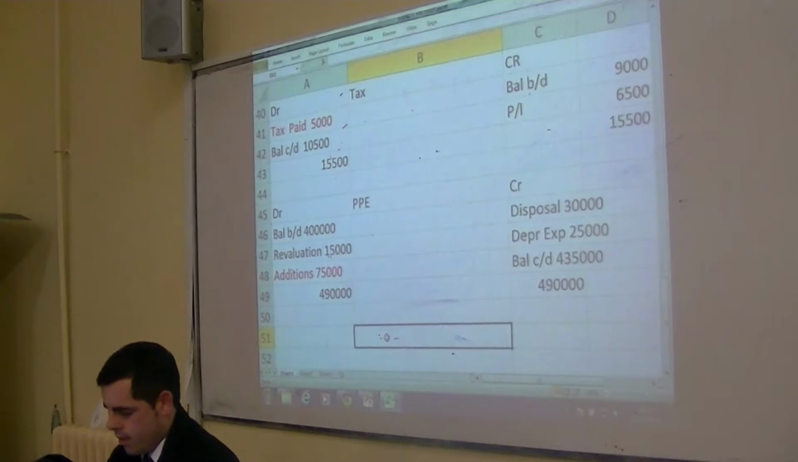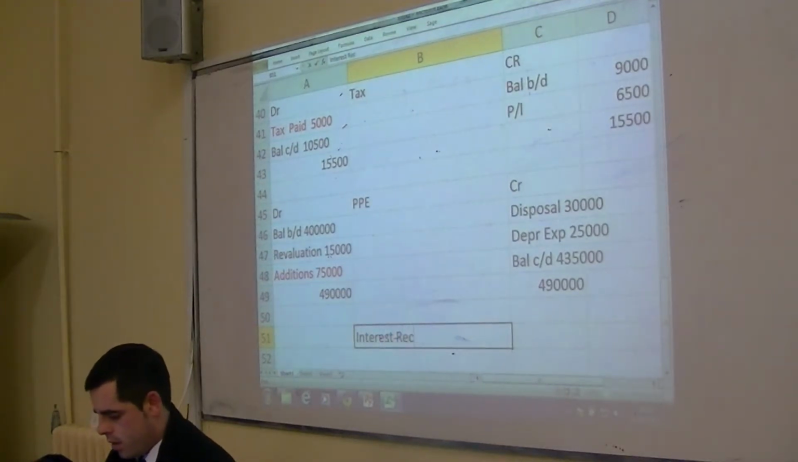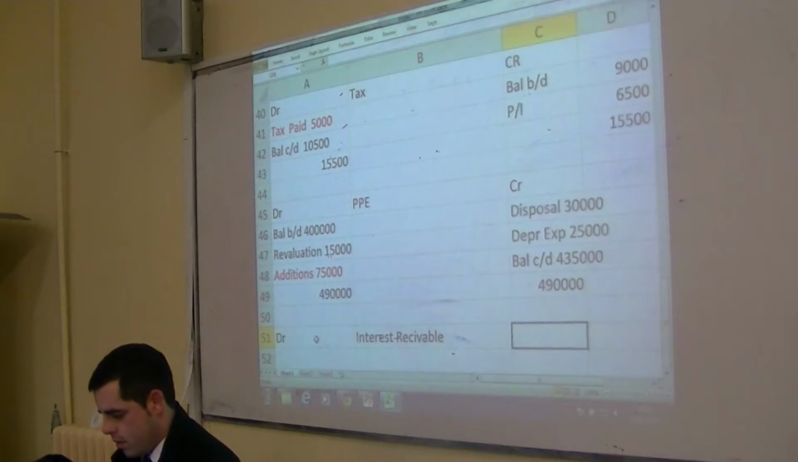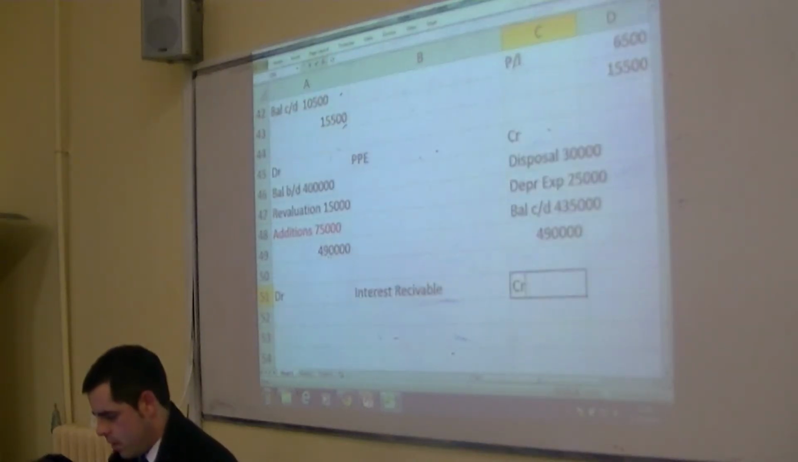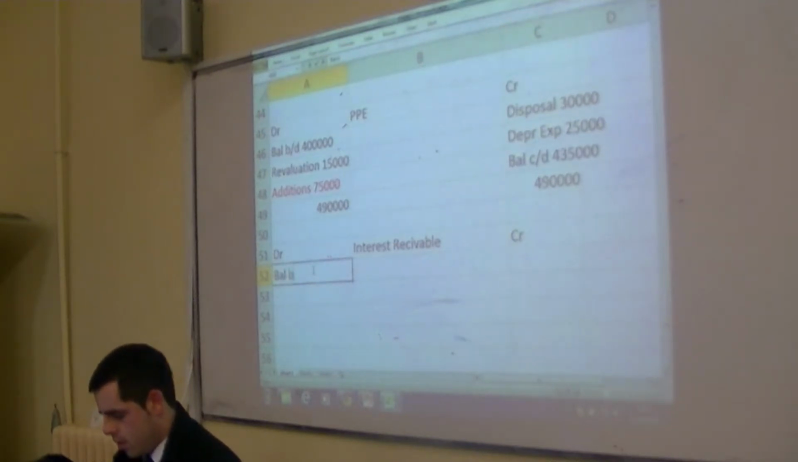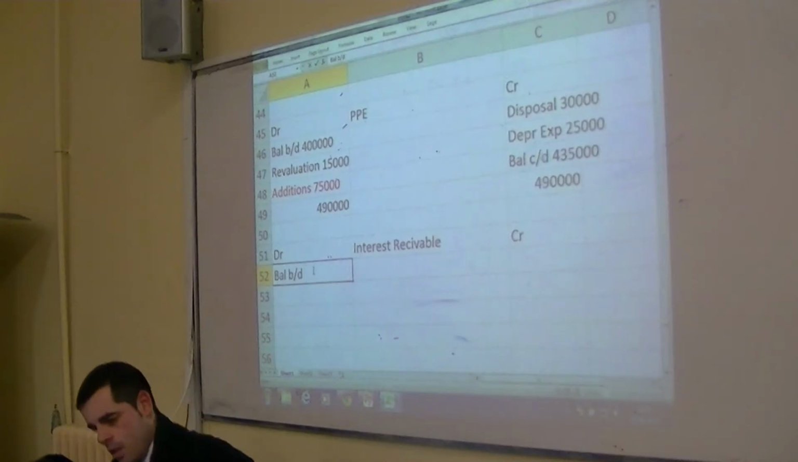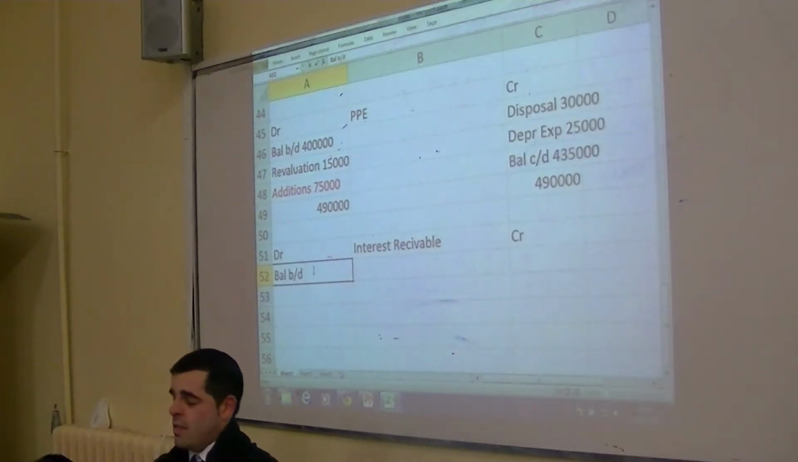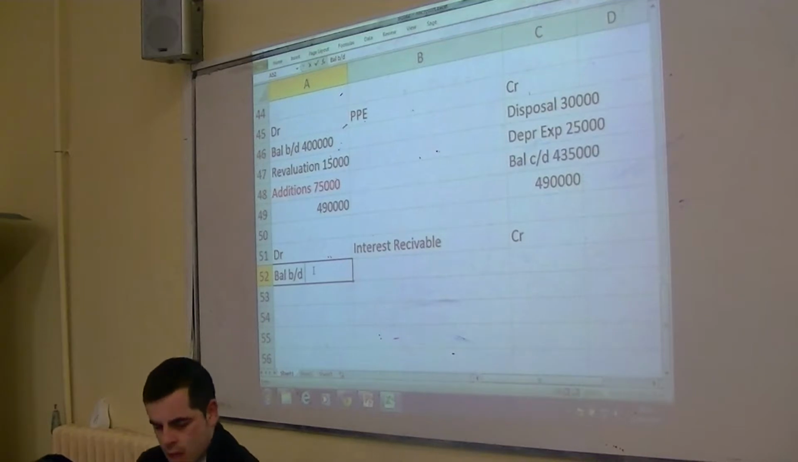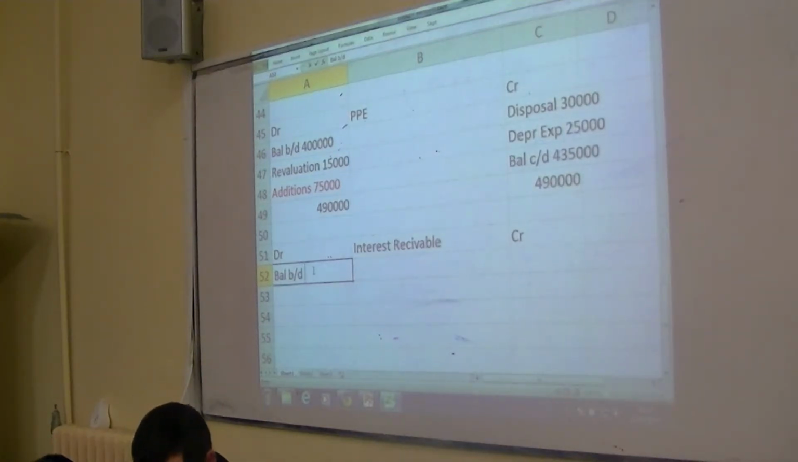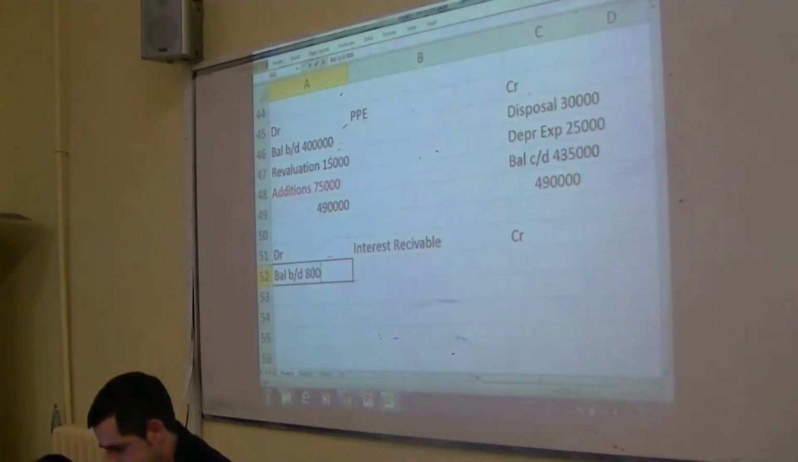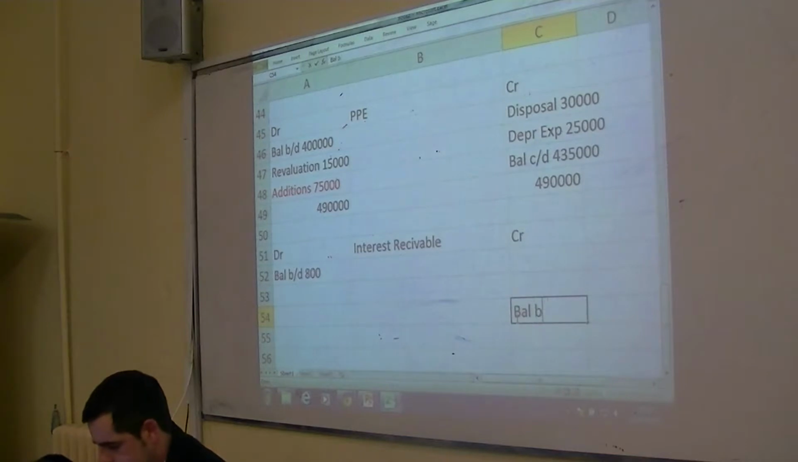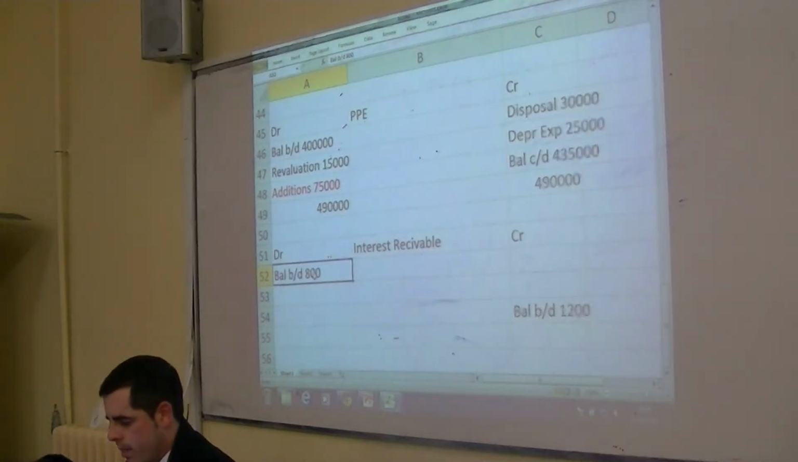The other work we said we want to do is interest receivable. It's the same as in property, plant and equipment, same rules as an asset. So opening balance, debit, closing, credit. If we go back to our current assets into interest receivable, starting off we had 800, and at the end we had 1200. So opening balance, closing balance.